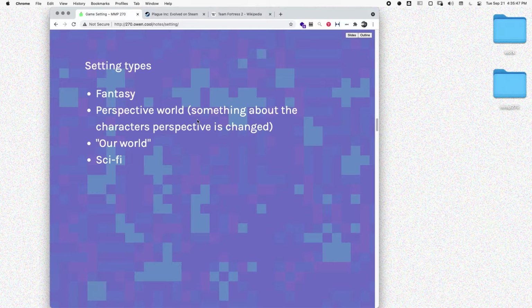Okay, sci-fi. This is probably an easy one, but what are some examples of sci-fi, and how does it differentiate from fantasy or other genres?